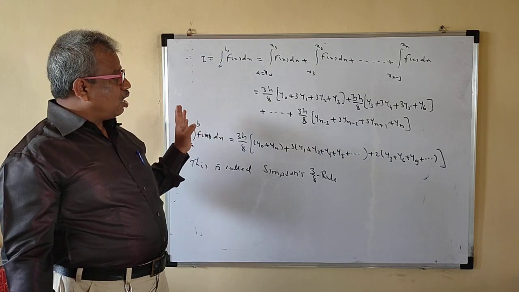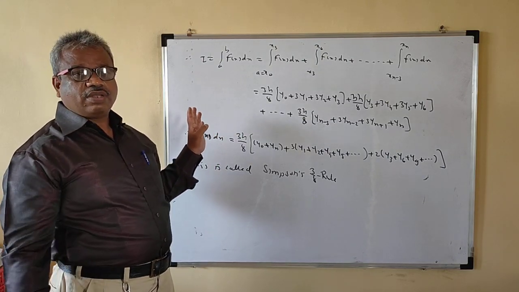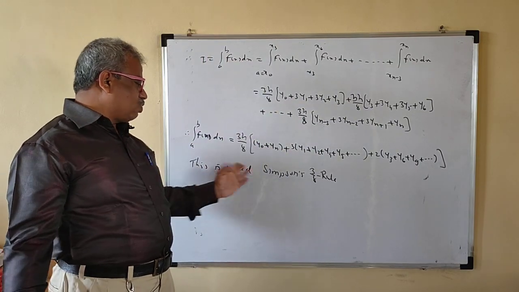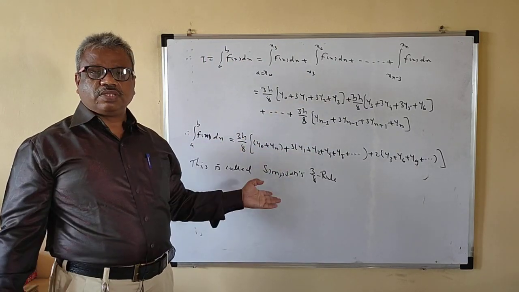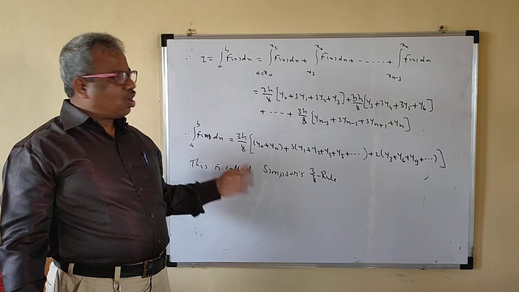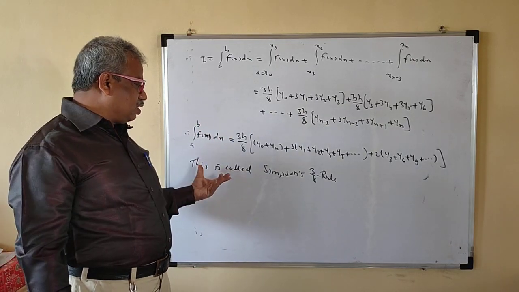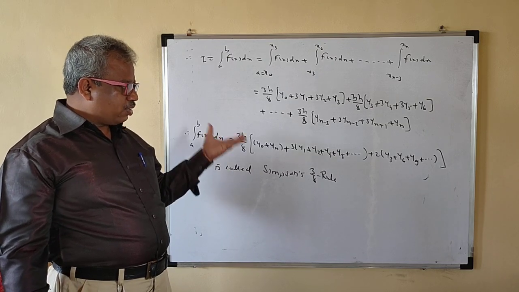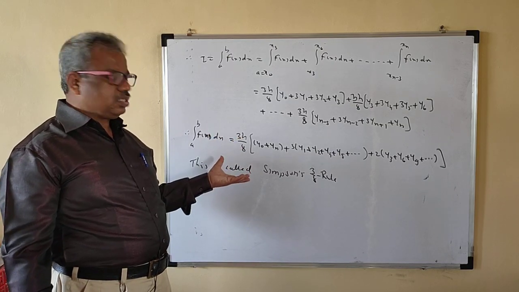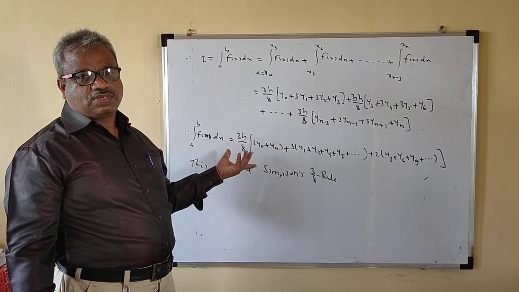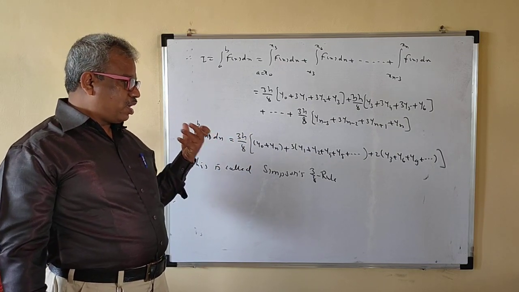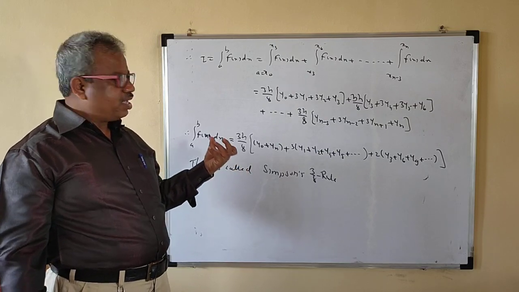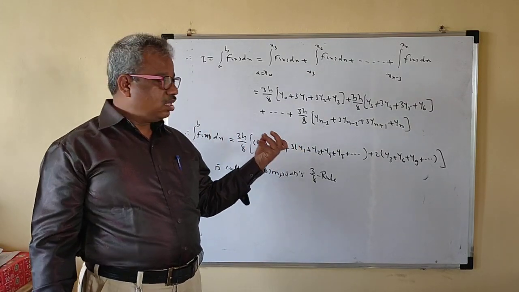And if the question asked is to derive, state and prove Simpson's 3/8 rule, just write all those things and call this Simpson's 3/8 rule. This is the statement of Simpson's 3/8 rule. So try to derive Simpson's 3/8 rule independently. I hope that the idea is clear, how to derive Simpson's 3/8 rule.